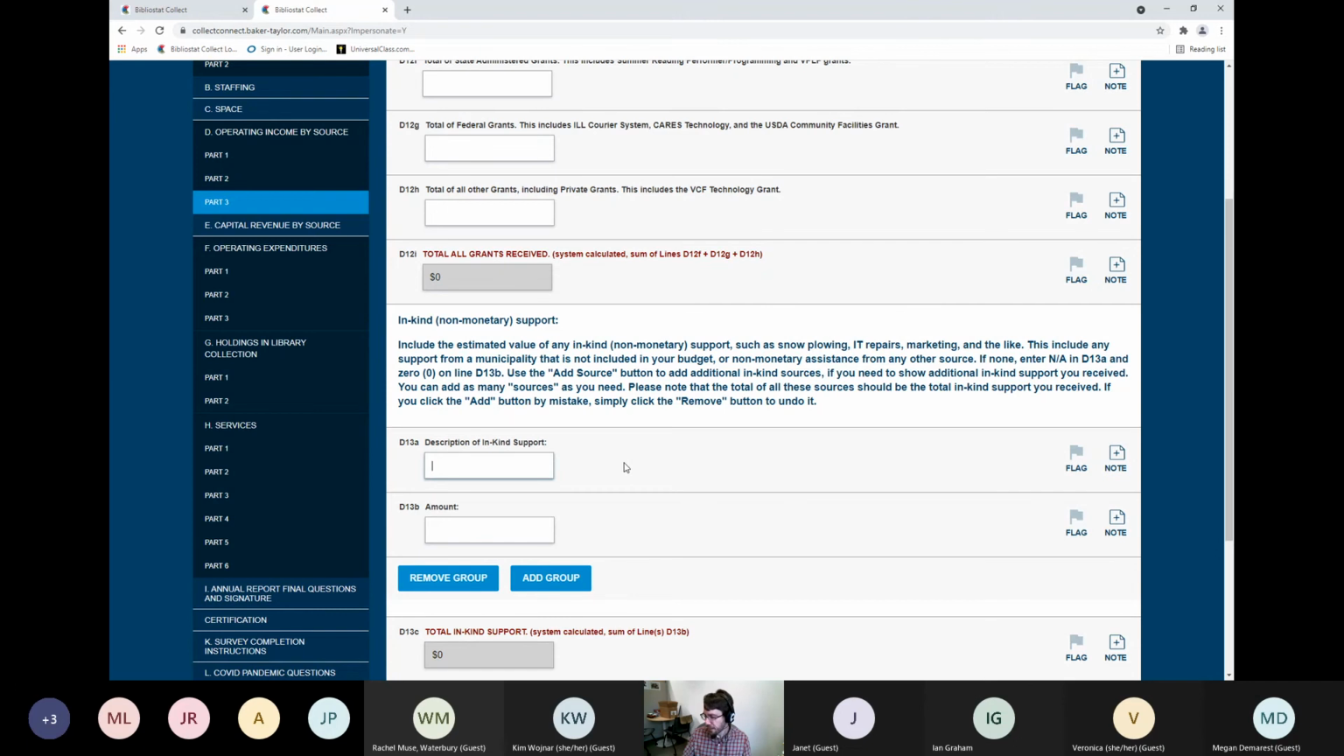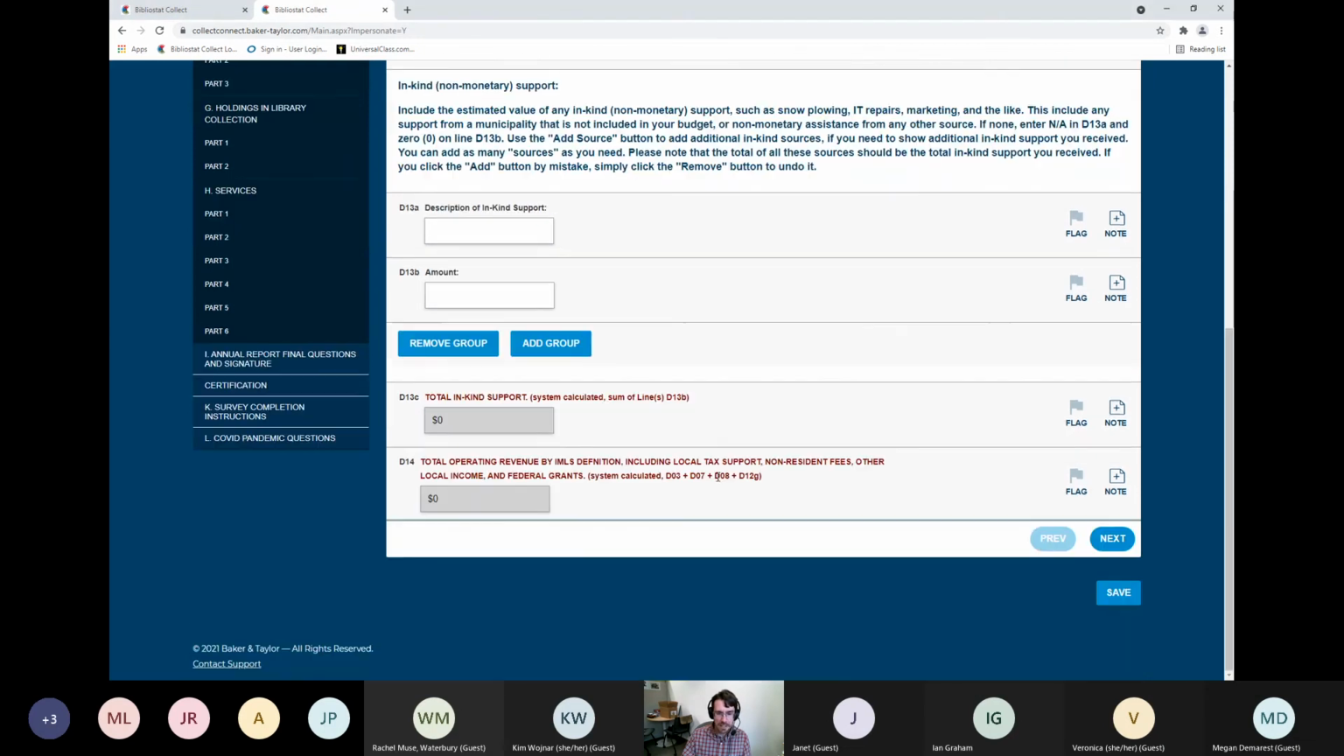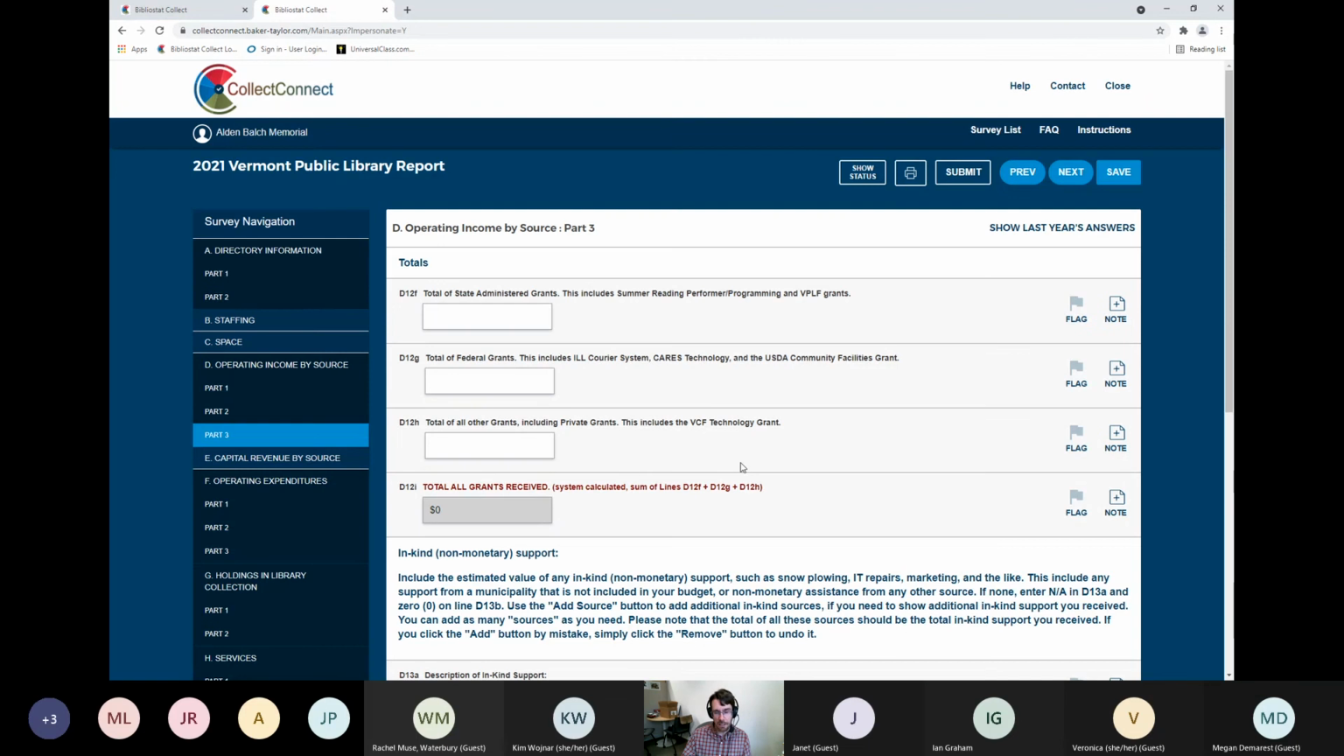If your municipality does things for you that are not in the budget, provide services for the library that are not in the budget, those would be included as in-kind support. And that's a change that we made a couple years back. But if you have questions, obviously let me know and we will figure them out. And that is the end of income.